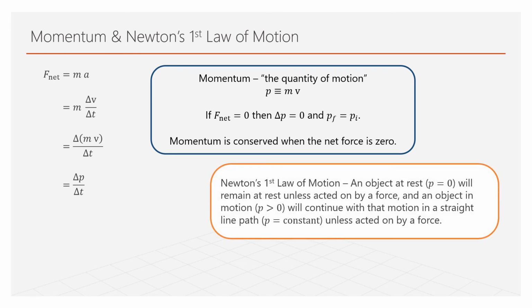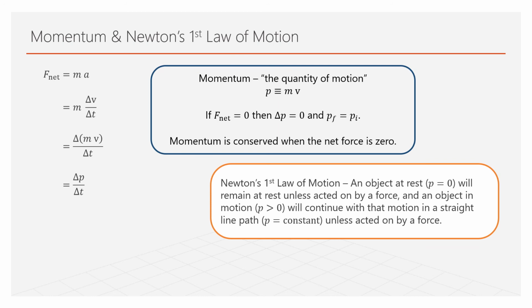This is Newton's first law of motion. An object at rest will remain at rest unless acted on by a force, and an object in motion will continue with that motion in a straight line path unless acted on by a force. You can see that Newton's first law of motion resembles the law of conservation of momentum. Momentum doesn't change unless there's a force acting on it, and if it has motion, that momentum will remain constant.